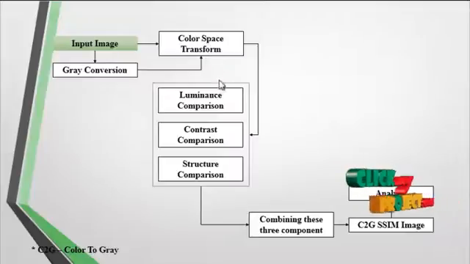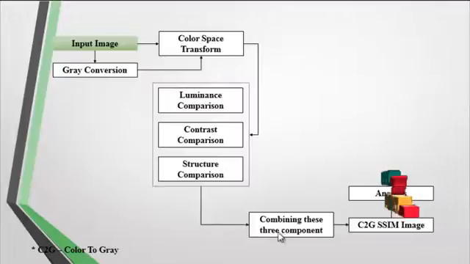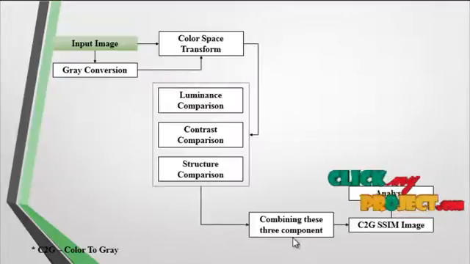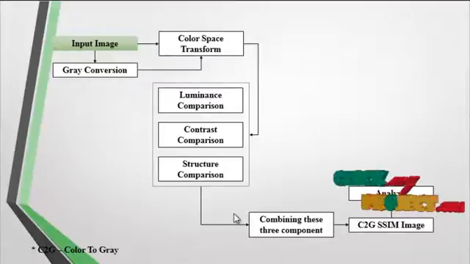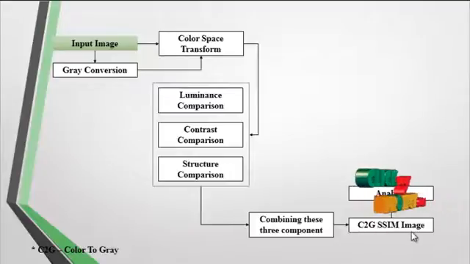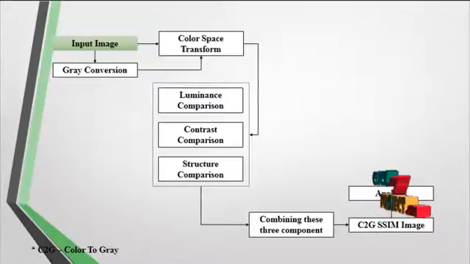In the color transformed image, the luminance comparison, contrast comparison and the structure comparison are carried out. These three are the major modules for the color space transformation. After these three modules, the combining of the components is carried out. Combining the components is nothing but concatenating these three actions, and then the color to gray SSIM image is the final output from combining the three channels. After getting the grayscale image, the quality of the grayscale image against the input image is analyzed.